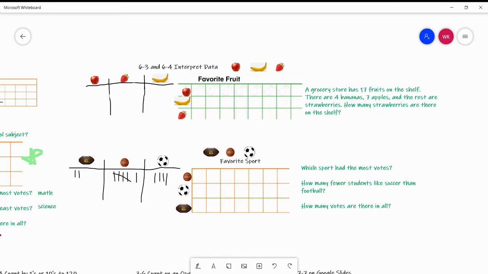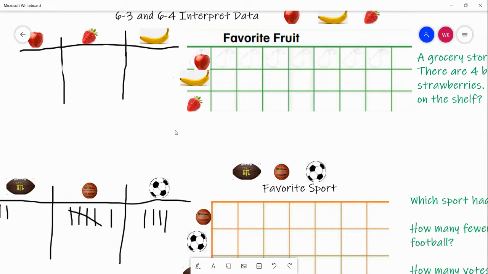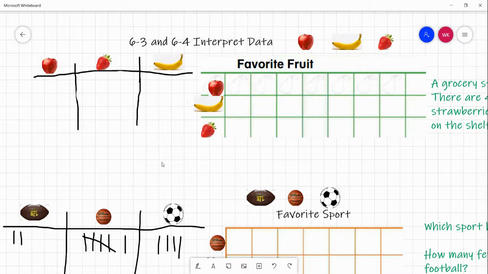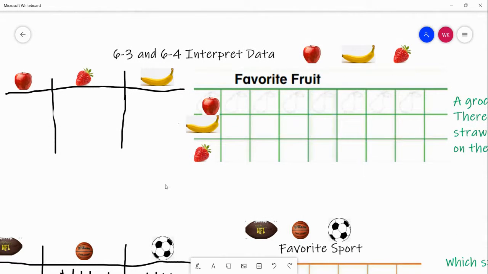Hi, first grade. We have gone over lesson 6-1 and 6-2 for interpreting data using tally marks, tally charts, and picture graphs. So we are going to go into lesson 6-3 and 6-4, interpreting data. My first problem for you: I want you to do as I do. So I want you to draw out this tally chart.